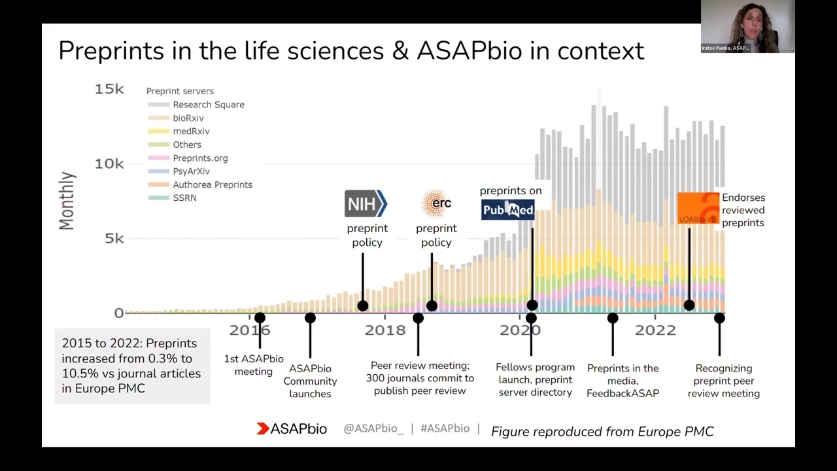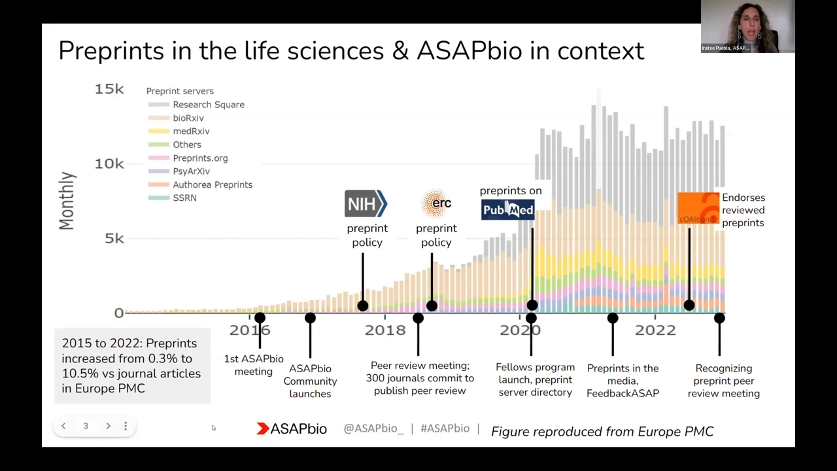So as a sense for the scale of the use of preprints in the life sciences specifically, again, based on data from EuroPMC, if we compare the number of preprints to the number of journal articles for biomedical sciences last year, the scale of preprints is around 10%. So there has been a robust increase over the last 10 years in terms of the use of preprints, but we know that there is still scope for many more papers being preprinted, and we think there is a lot of community work that can help drive that forward.